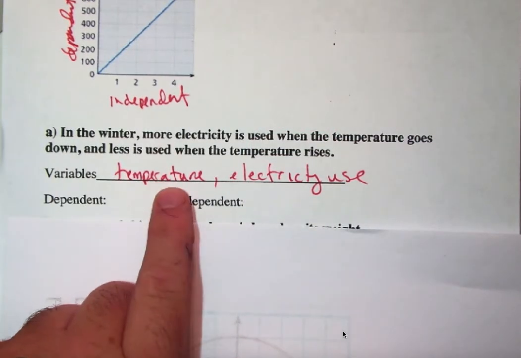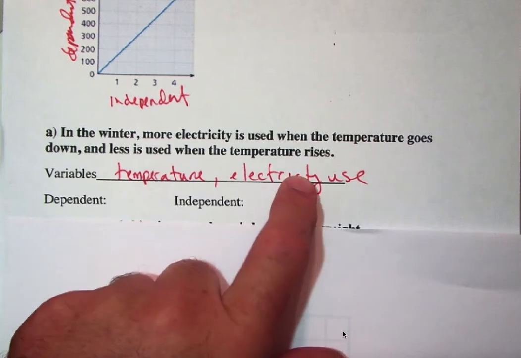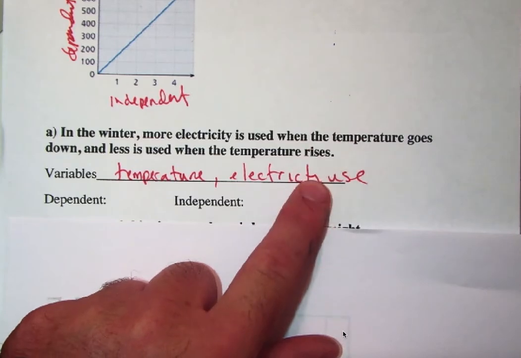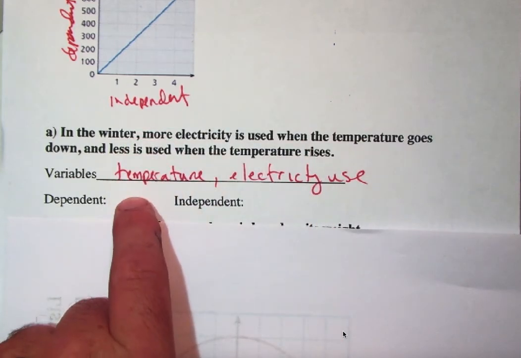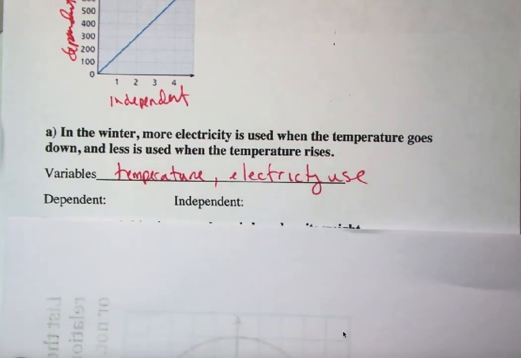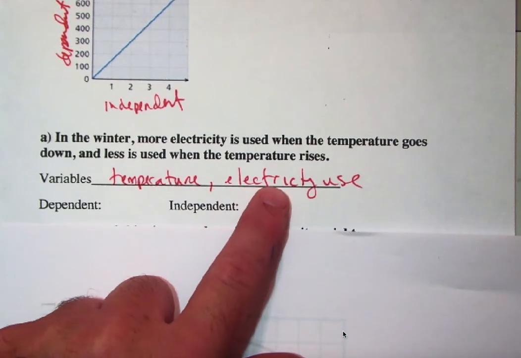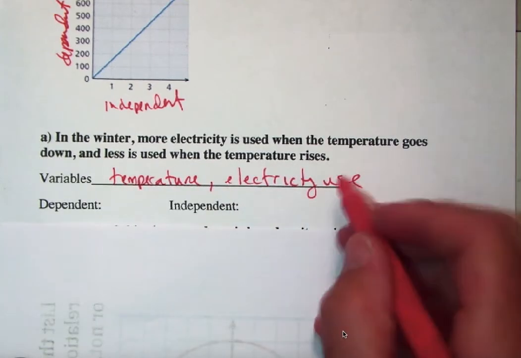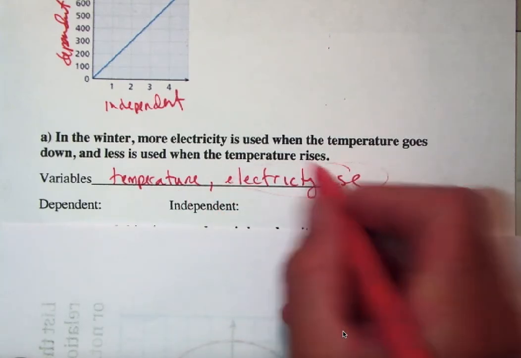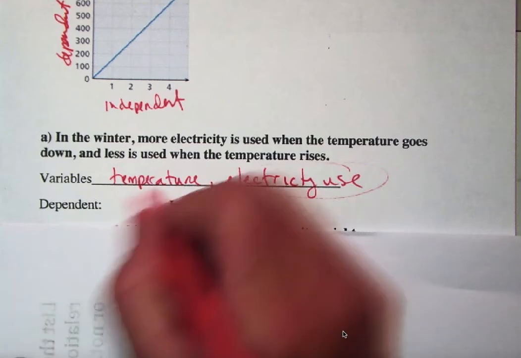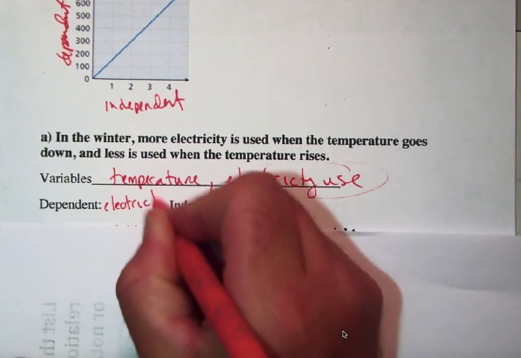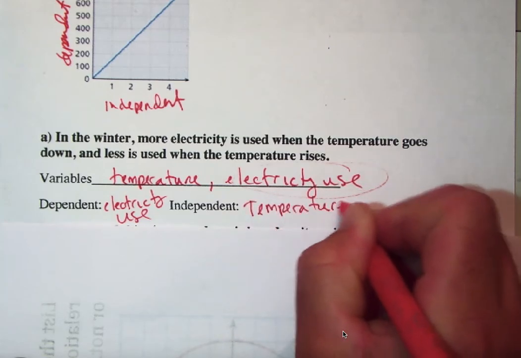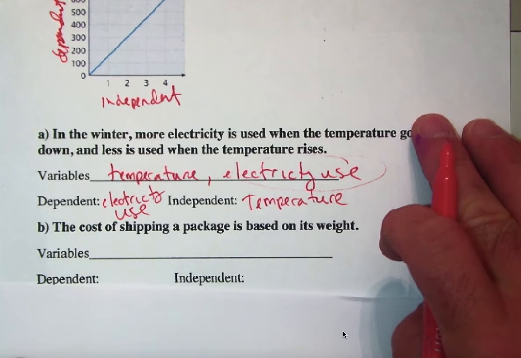Does the temperature depend on the electricity use, or does the electricity use depend on the temperature? Which one makes the most sense to you? That the temperature depends, or that the electricity use depends? And I bet you said the electricity use depends on the temperature. So since the electricity use depends, we'll put it here. That's our dependent. And our independent is temperature. Cool. All right, let's try another one.